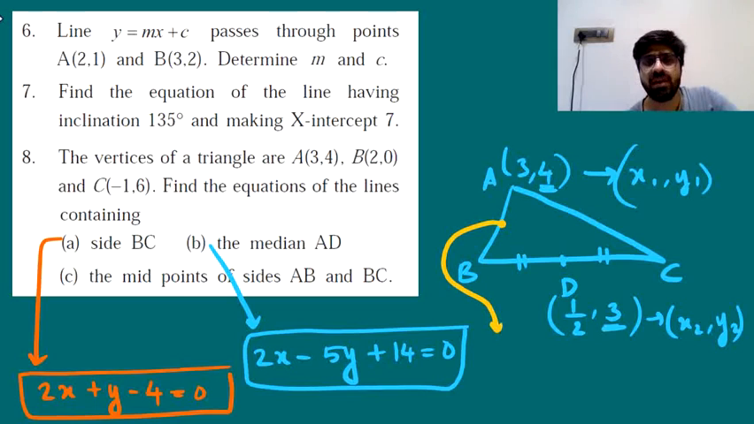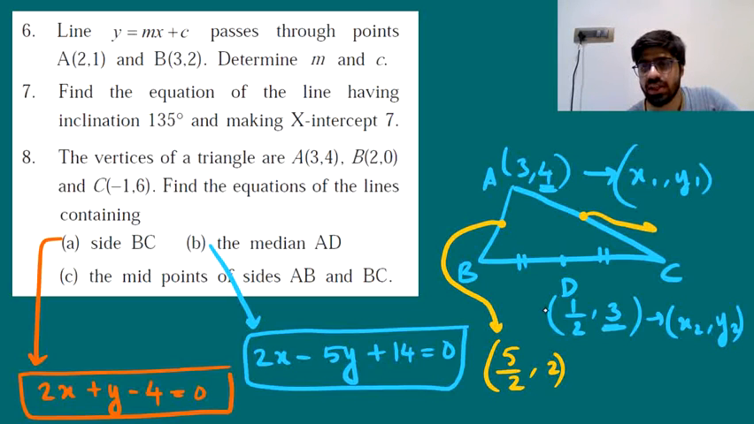The midpoint of AB will be obtained by applying the midpoint formula on A and B. That will be 3 plus 2, which is 5, divided by 2. That's the x coordinate of the midpoint of AB. And the y coordinate will be 4 plus 0 divided by 2. That is 4 by 2, which is equal to 2.